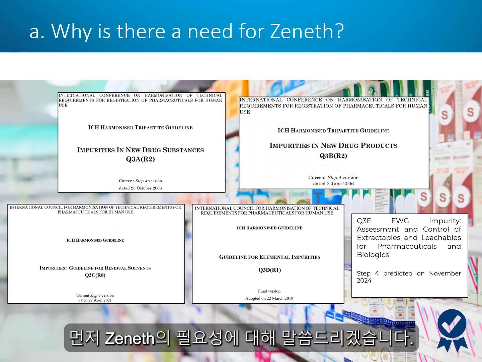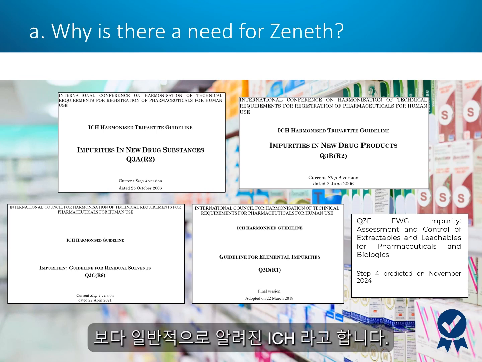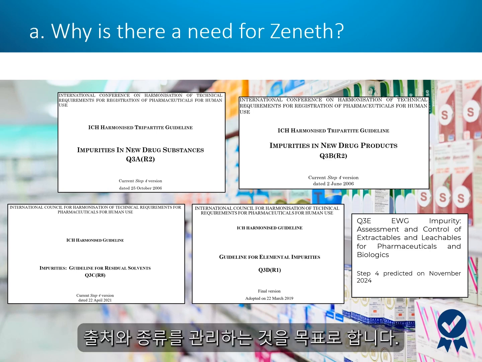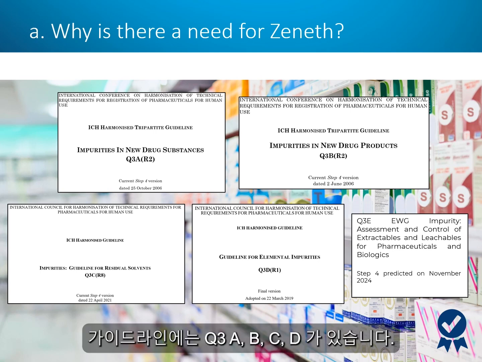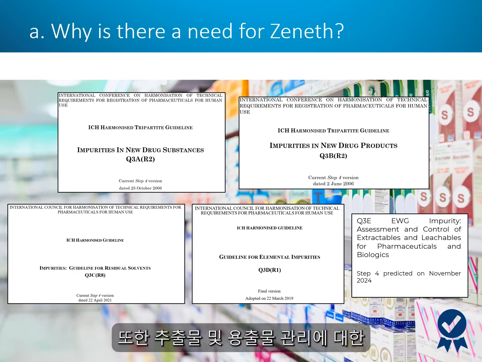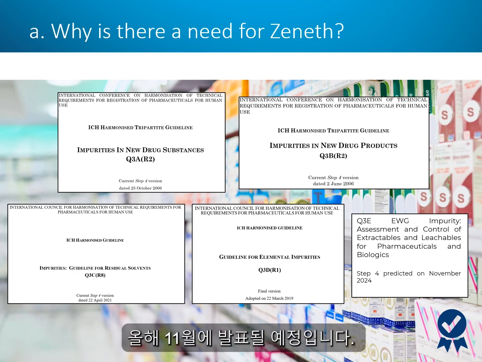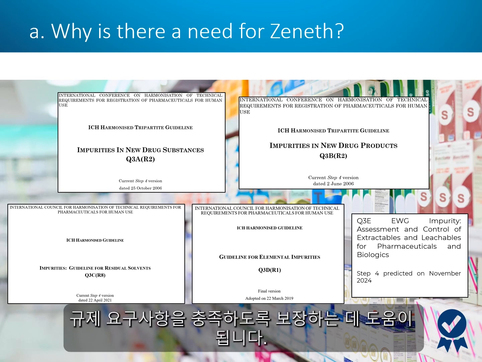Firstly, I will address the need for Zeneth. There are specific guidelines outlined by the International Conference for Harmonization, or ICH as it is more commonly known. These aim to control different sources and types of impurities. The guidelines are Q3A, B, C, and D. There is also a new guideline for the control of extractables and leachables, with Step 4 predicted to be released in November this year. These guidelines help ensure that the drugs approved for market are safe and meet regulatory requirements.